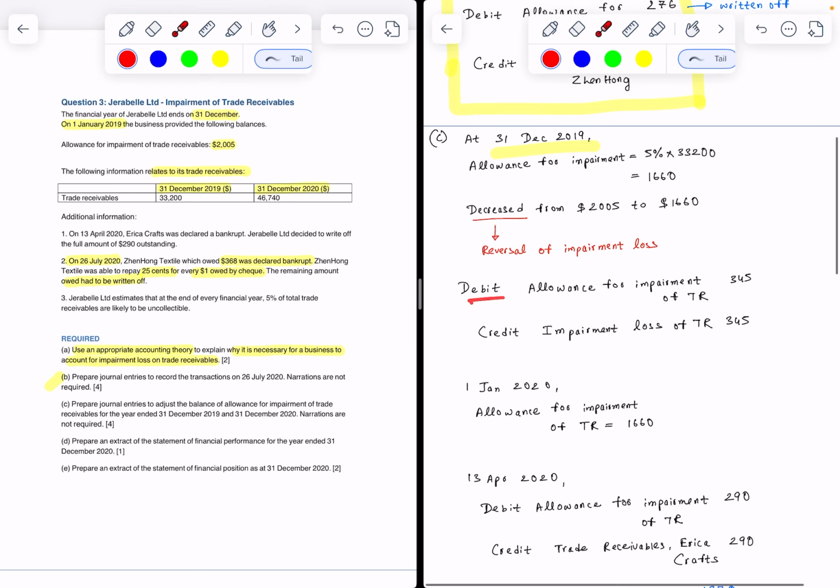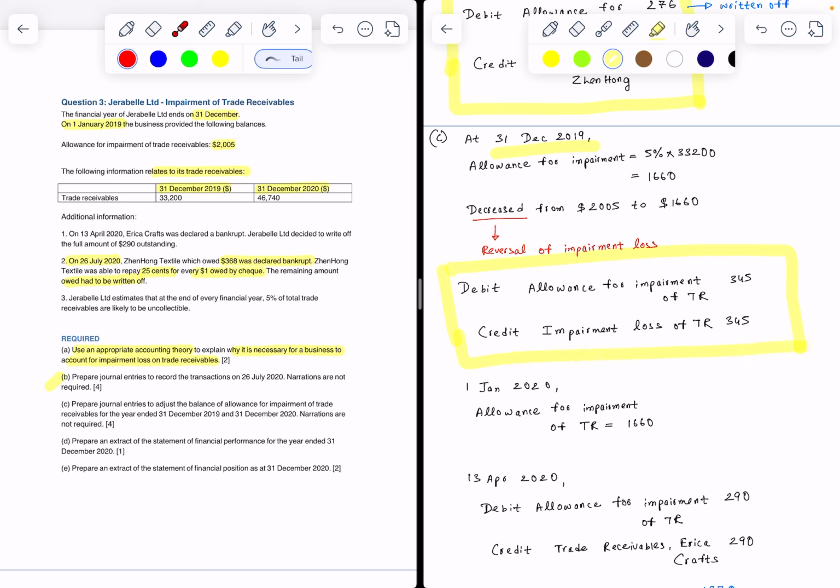Simultaneously, we will debit the allowance for impairment of trade receivables by 345 because we have already discussed this before. When allowance for impairment of trade receivable decreases, we debit it because it's a contra asset account, okay? So this is the journal entry to perform at 31 December 2019.